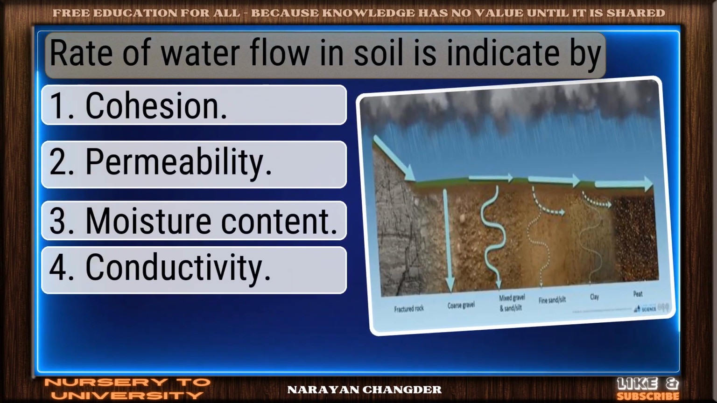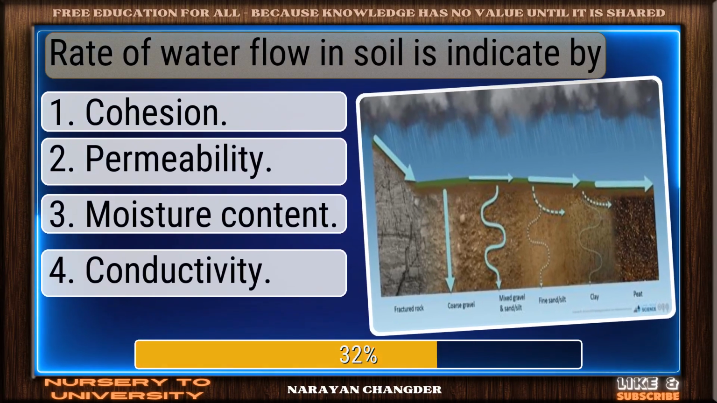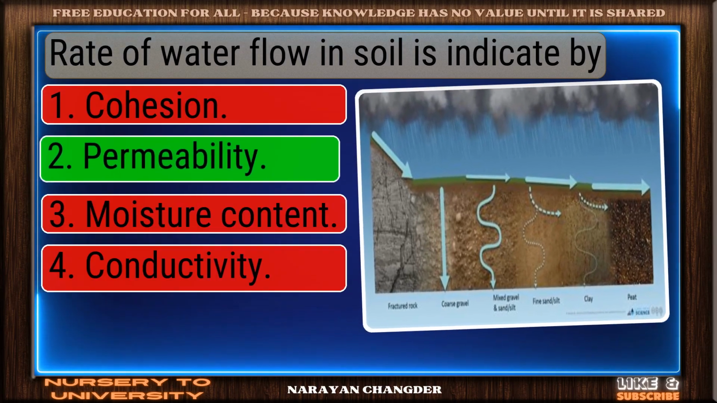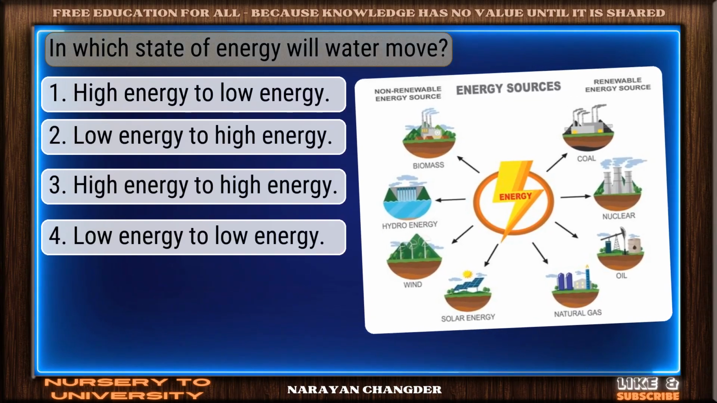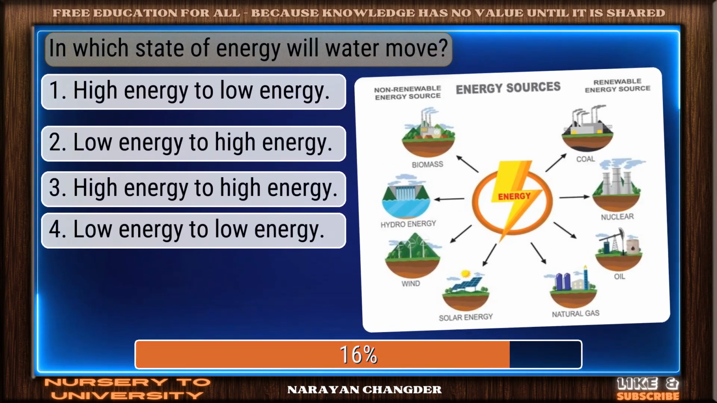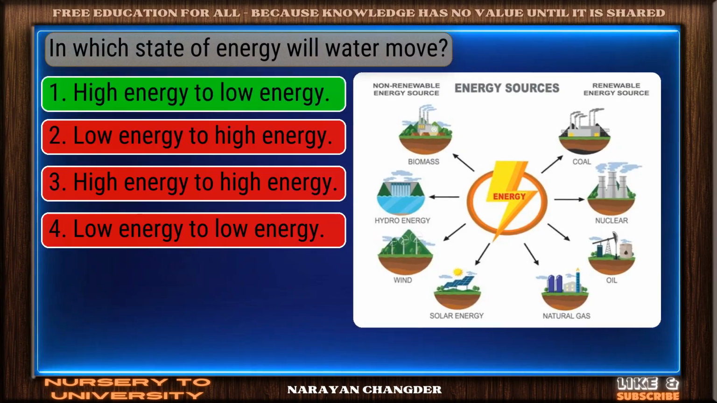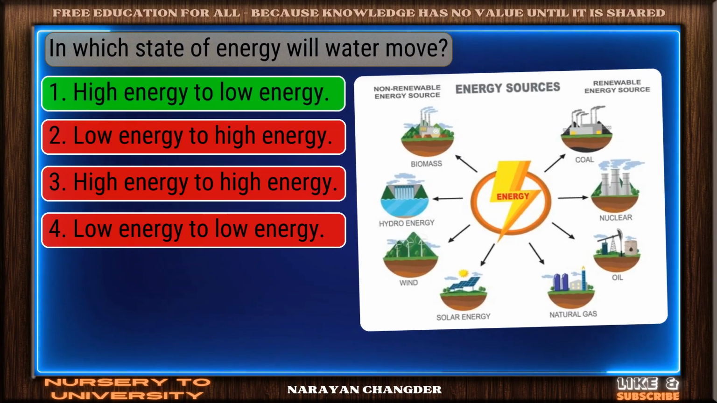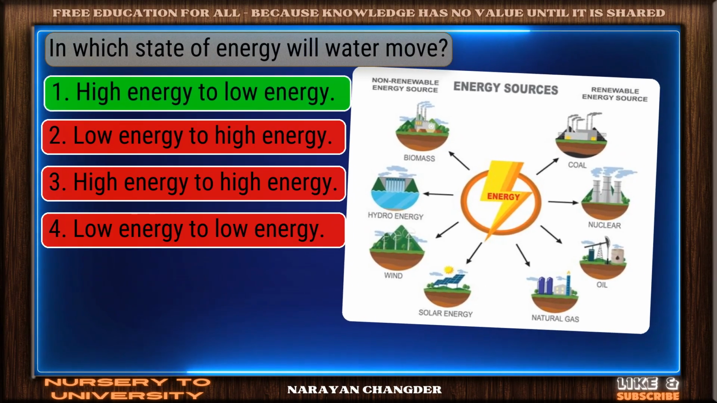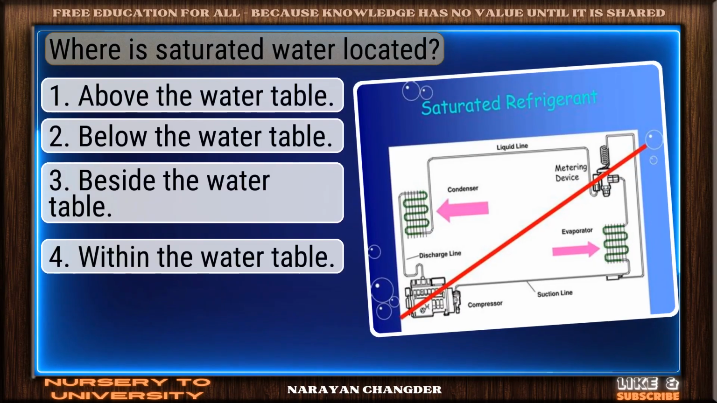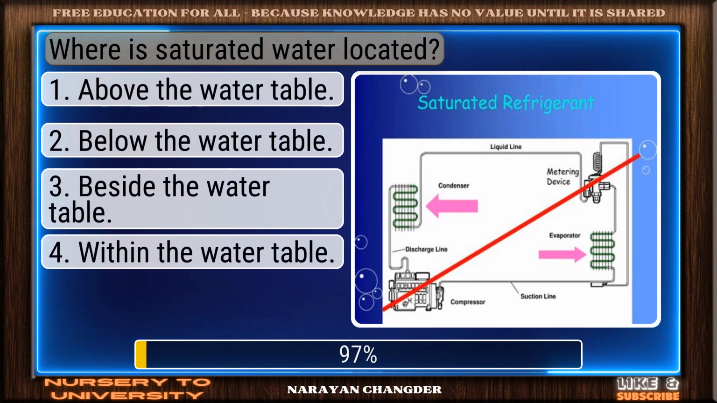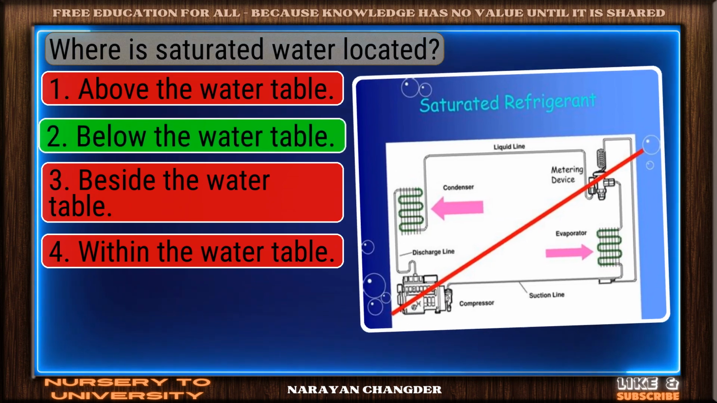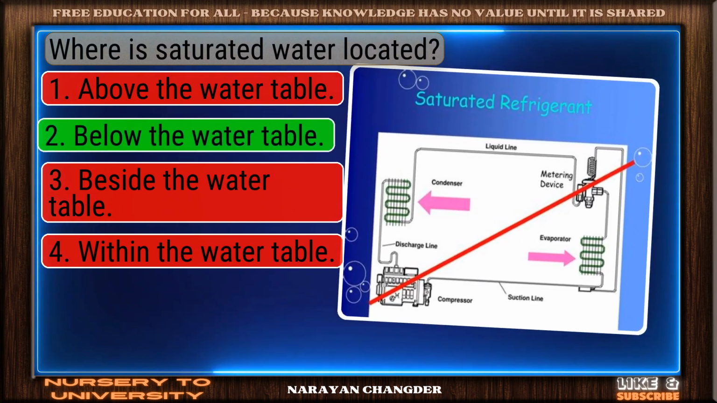Rate of water flow in soil is indicated by? Valid point. Permeability is true. In which state of energy will water move? Well done. High energy to low energy is the right choice. Where is saturated water located? Good thinking. Below the water table is the right answer.